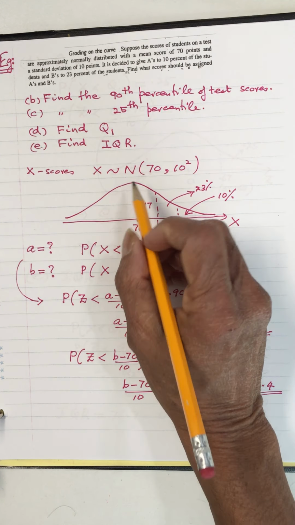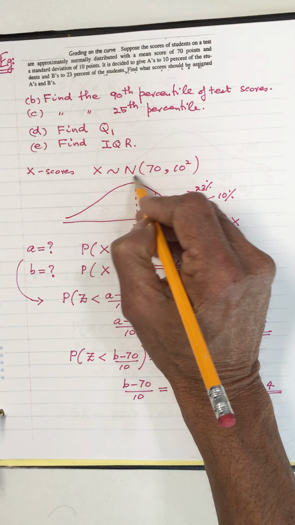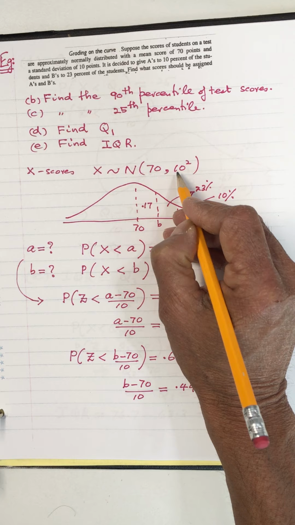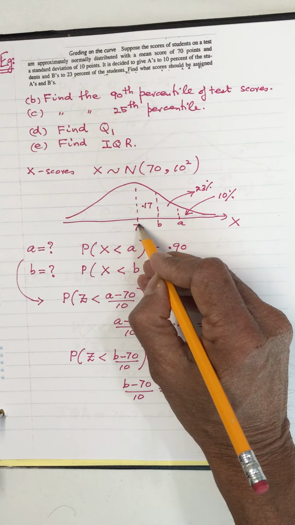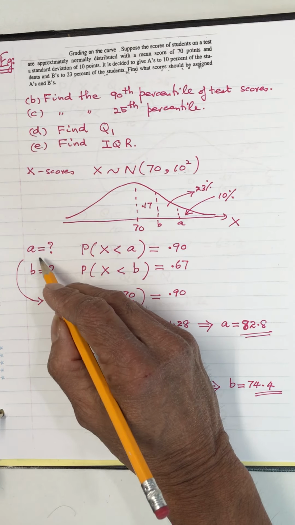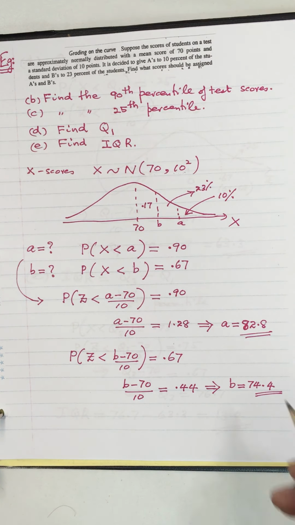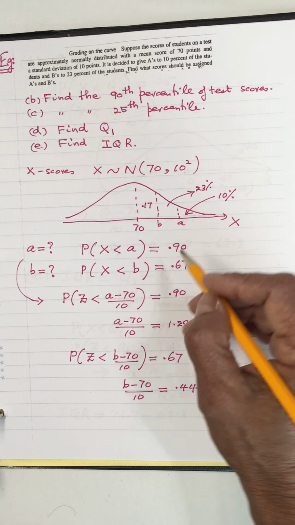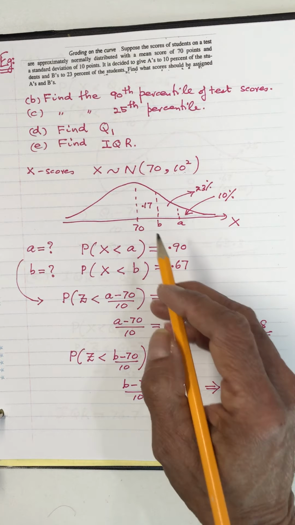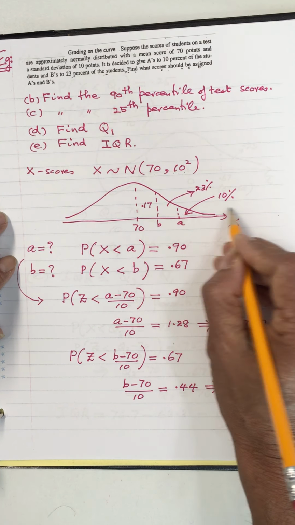The scores are normally distributed with mean 70 and standard deviation 10, so it's a curve like that, centered around 70. You want to figure out a cutoff for A's and a cutoff for B's. According to the question, you need to give exactly 10% A's, so of course the top 10% of the students will get A's.